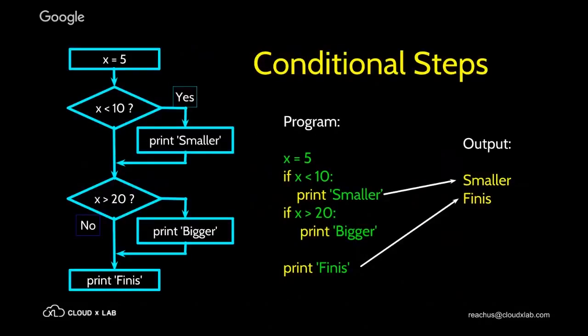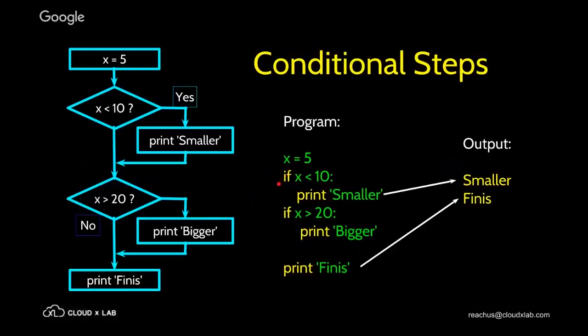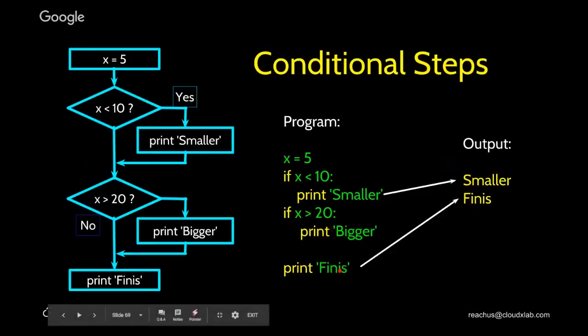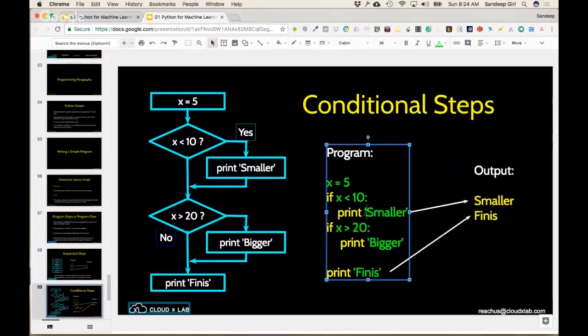Now these are the conditional steps. This is how the conditional steps look. Say, for example, we are assigning 5 to x, and then we are saying if x is less than 10, print smaller. If x is greater than 20, print bigger. At the end of it, print finish. All right, let me show you this part. I'll have to make some corrections here or there.